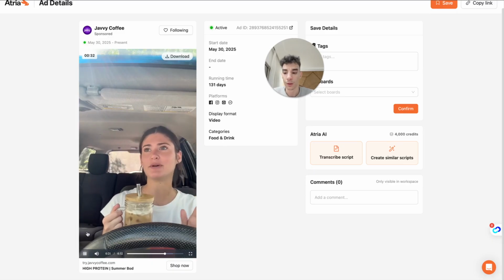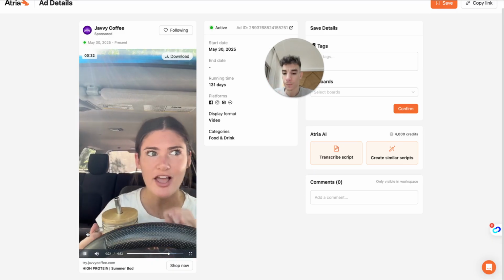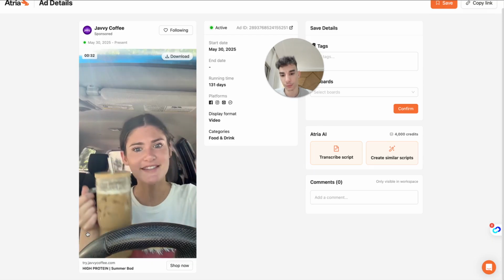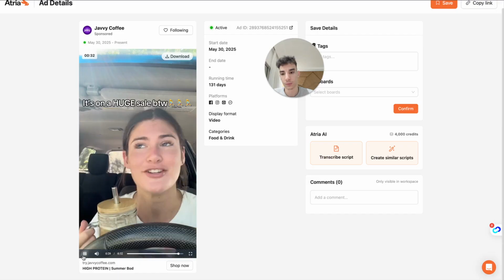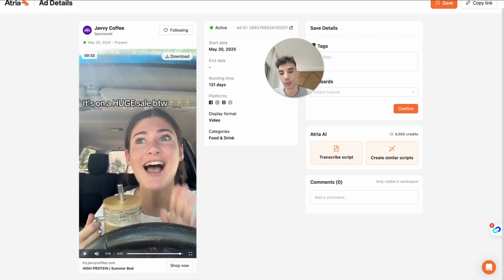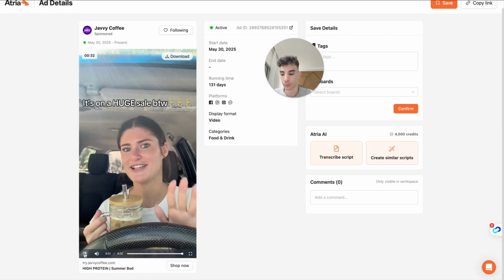I've been really into the caramel recently, but I used to just use the French vanilla, and it is also so good. This is seriously the secret to getting your protein in for the day. It's worth every single penny. It's a huge sale, by the way. I would get some before it sells out.